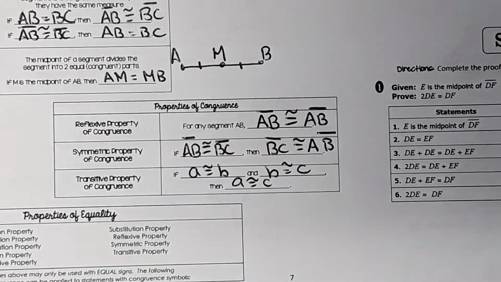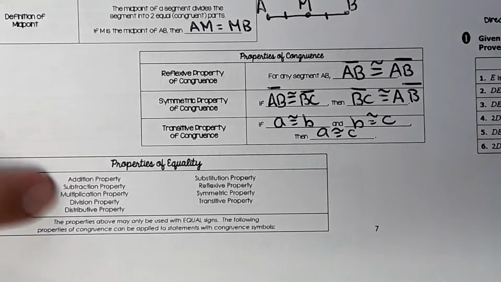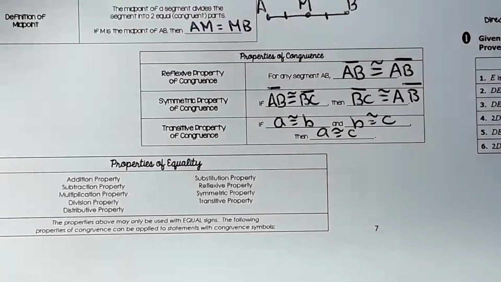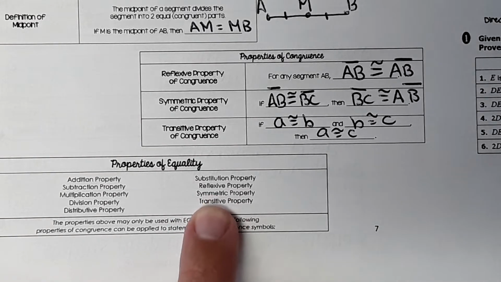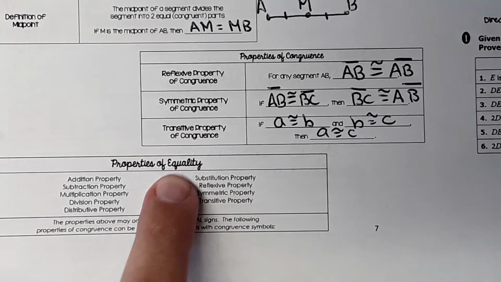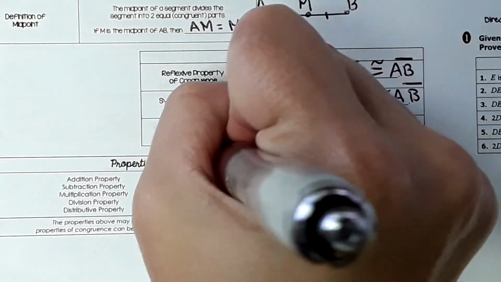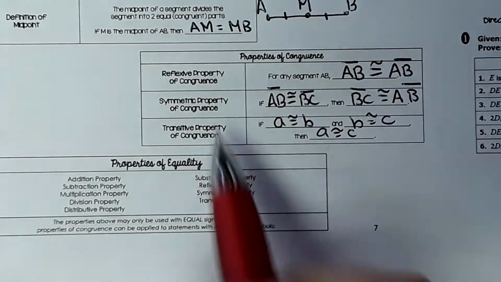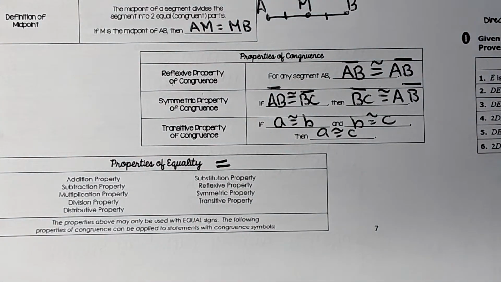Okay, and then down here we have properties of equality. These are the ones that we went over yesterday. In addition to the new ones, we're also going to be using addition property, subtraction, multiplication, division, distributive property, substitution, reflexive property, symmetric, and transitive. What's the difference between the properties of equality and the properties of congruence? With the properties of equality, you will see an equal sign, whereas if you see reflexive property of congruence, you're seeing a congruent sign. But same idea.